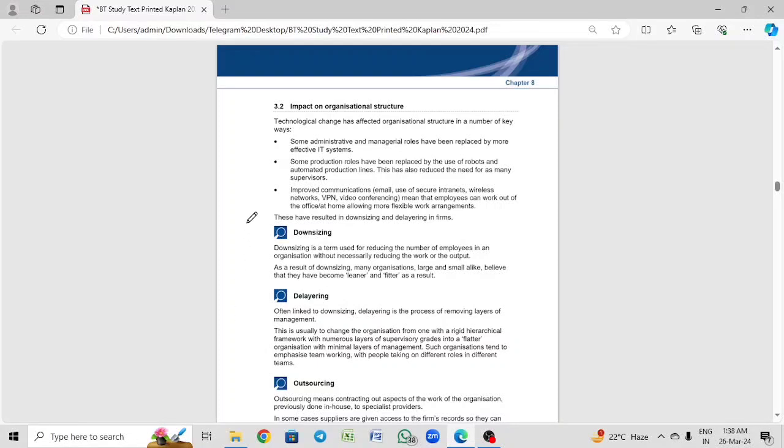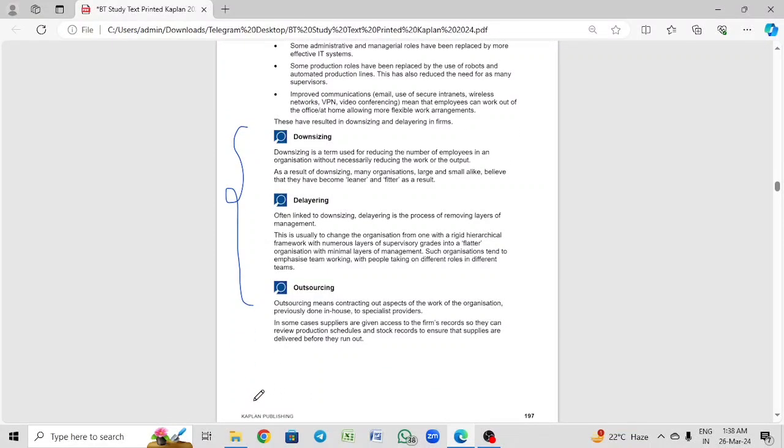So there are a few key terms that we need to keep in mind. Number one is downsizing. What is downsizing? Downsizing is reducing the number of employees, okay, in the organization without affecting the final output, okay. For example, we must have heard about disguised unemployment, okay.